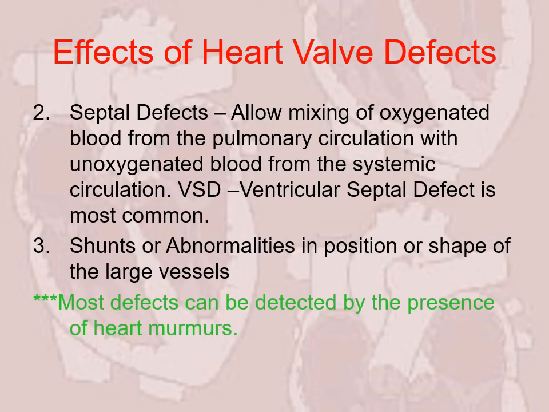Septal defects: allowing mixing of oxygenated blood from the pulmonary circulation with unoxygenated blood from the systemic circulation. VSD, a ventricular septal defect, is the most common. Shunts are abnormalities in position or shape of the large vessels. Most defects can be detected by the presence of heart murmurs, additional sounds picked up by a stethoscope.